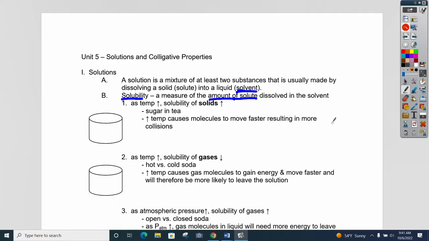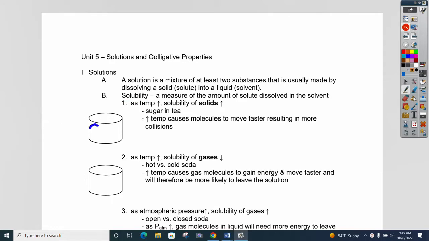Versus a high concentration, where you've dissolved a ton of that solute in with the water or whatever your solvent is. There are several factors that you can adjust or control to affect the solubility, to affect the amount of stuff that you can get to dissolve.